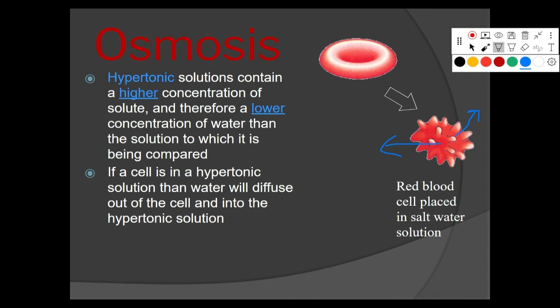If a cell is in a hypertonic solution, then water will diffuse out of the cell and into that hypertonic solution, right? So again, y'all, this is osmosis, water going from higher concentration to lower concentration.